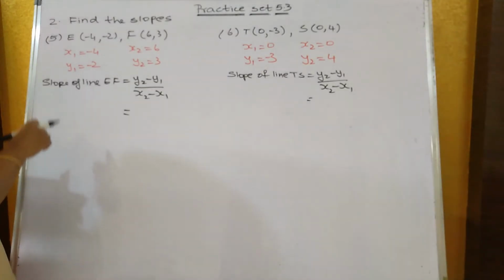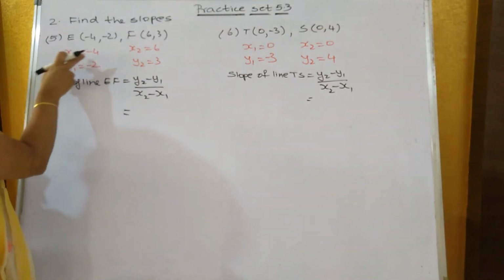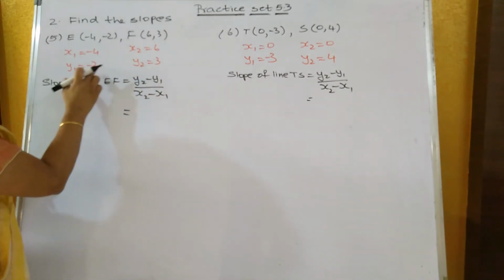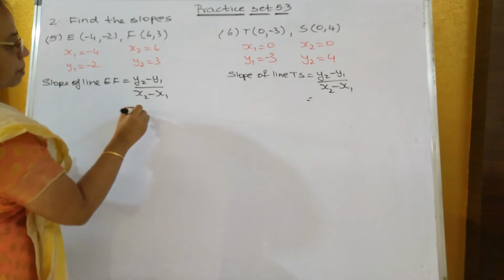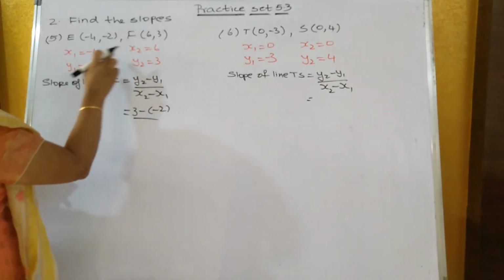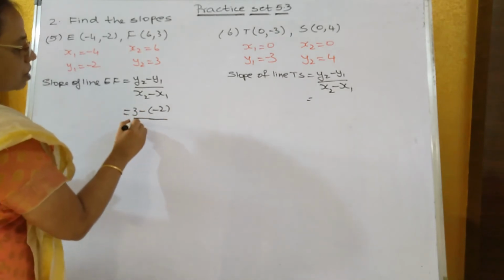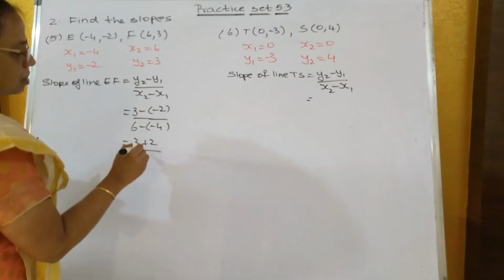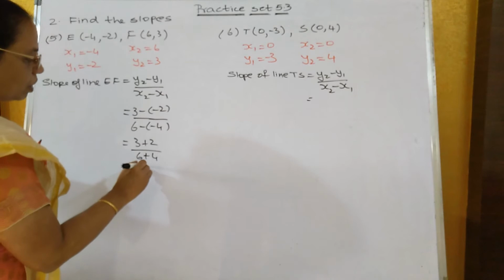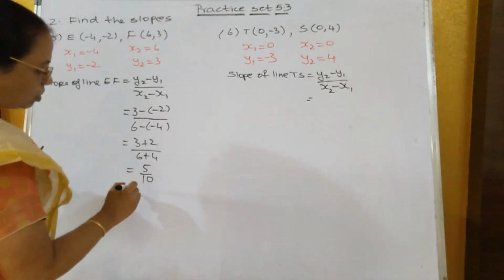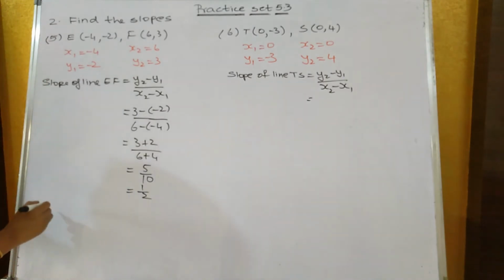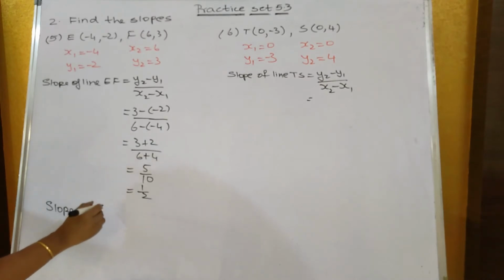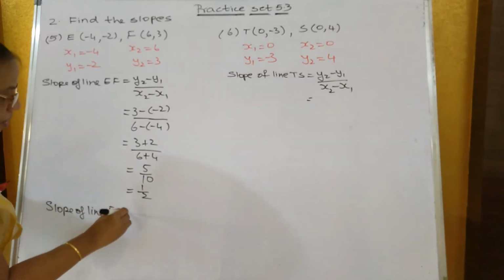Now the fifth sum, coordinates of E and F are given. So x1 is minus 4, y1 is minus 2, x2 is 6 and y2 is 3. Slope of a line is y2 minus y1, that is 3 minus into minus 2 upon 6 minus into minus 4. So that's equal to 3 plus 2 upon 6 plus 4, that's equal to 5 upon 10. So that is equal to half. So slope of line EF is half.